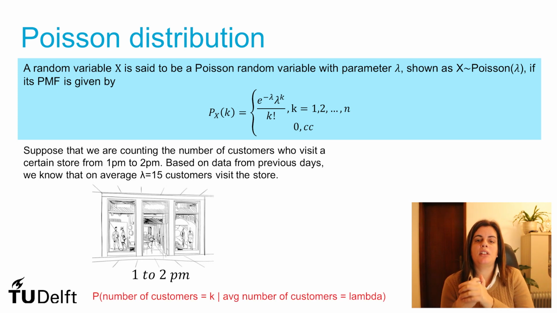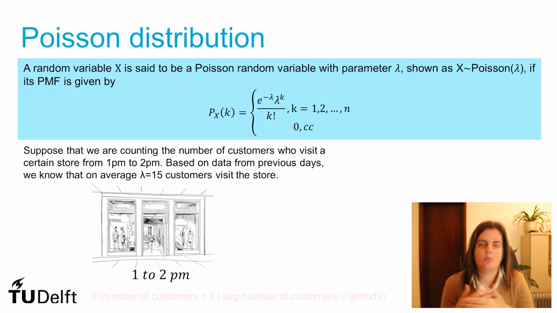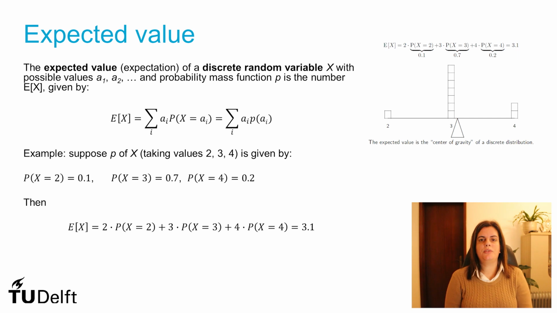And we also have a very useful distribution, which is the Poisson distribution. Finally, we have two very important concepts: the concept of expected value and variance, which is also related to standard deviation.